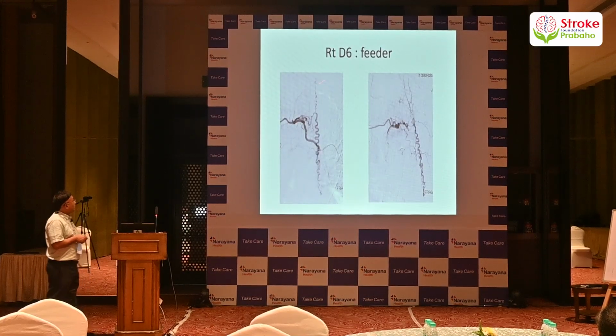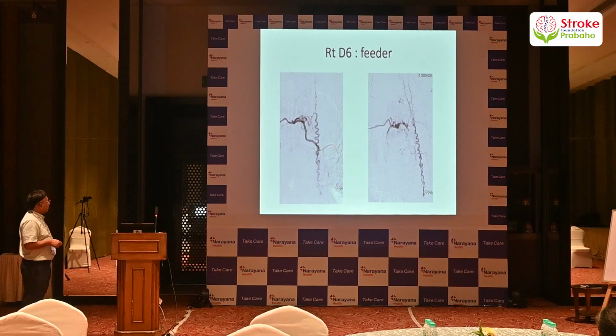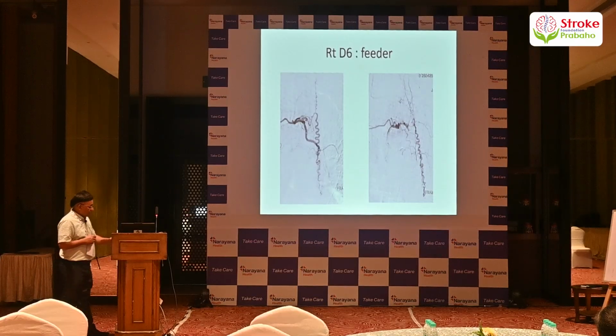So this was the right D6 feeder. This is our cobra catheter. This is the intercostal artery. This is a radiculomeningeal artery, and this is the fistulous site. This is a radicular vein, and this is the perimedullary vein. So the target of treatment is this fistulous connection. This is the lateral view, and as I told, the lateral view is again very important to find whether the fistula is dorsal or ventral. So here it is dorsal.